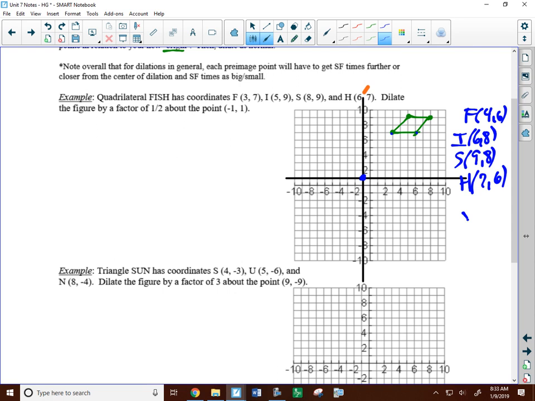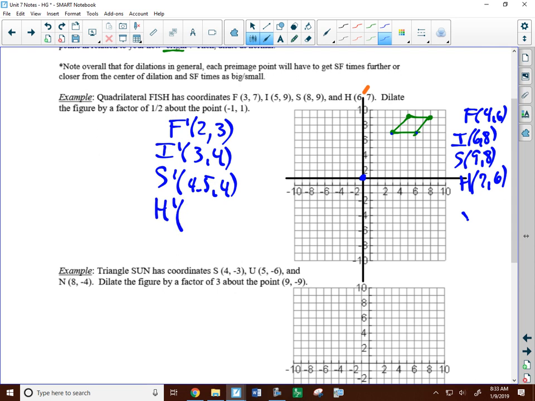Okay, and then you just dilate by half. So as normal, just multiply all the coordinates by half. So F prime, let's just write it down. Half of 4 is 2, half of 6 is 3. I prime, we got 3 and 4. S prime, 4.5 and 4. And then H prime, 3.5 and 3. And then just graph.